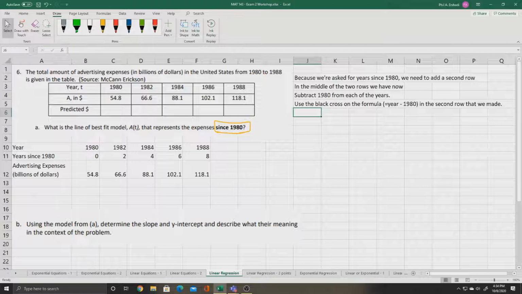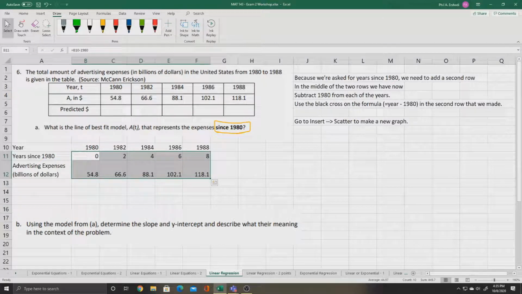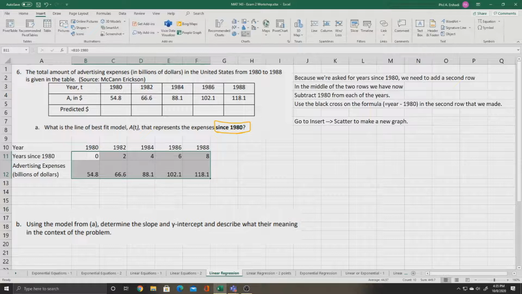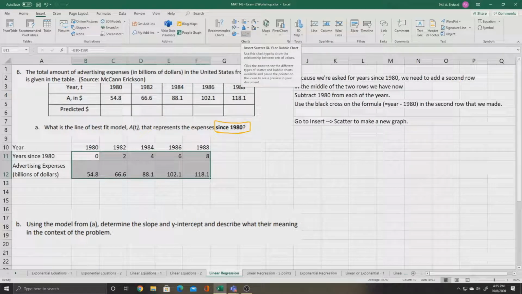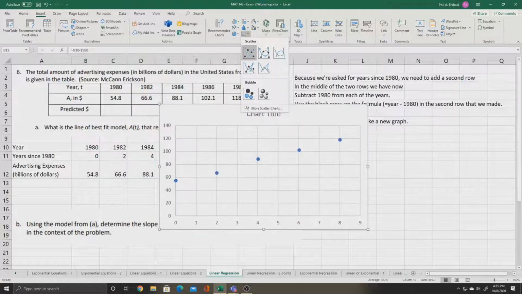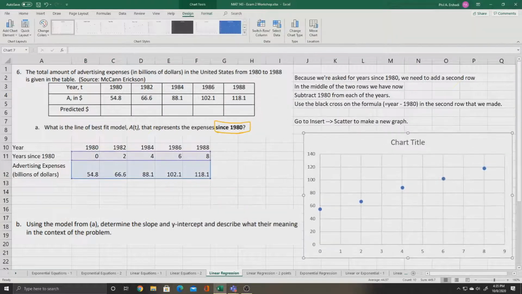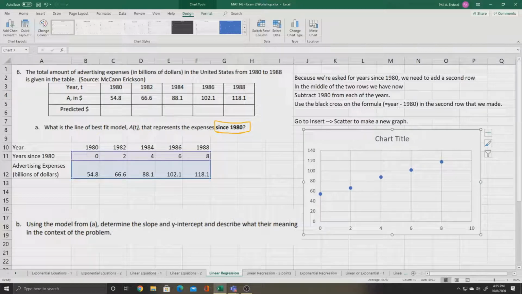Now that we've done this, we can go to Insert Scatter to create a new graph. So we'll select the bottom two rows with our years since 1980 and our advertising expenses. We'll go to Insert. The dots will be the scatter. Notice when you mouse over it, it says Insert Scatter. And the first option will be the one we're after. All right, so there's our scatter.